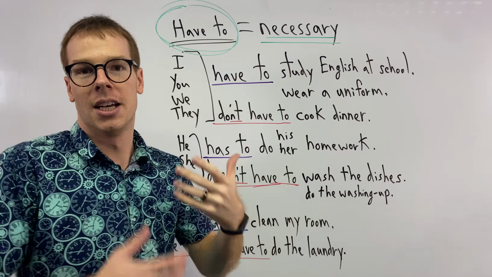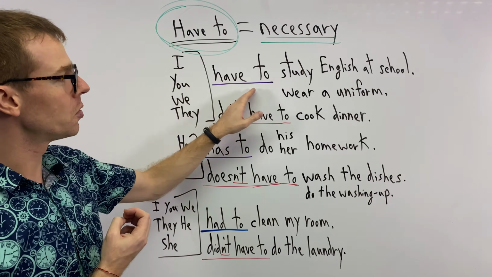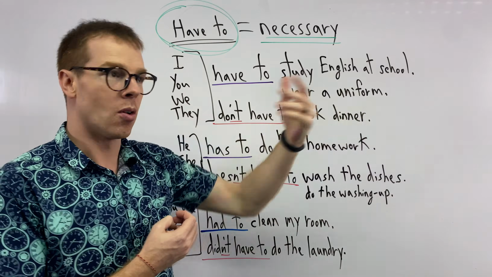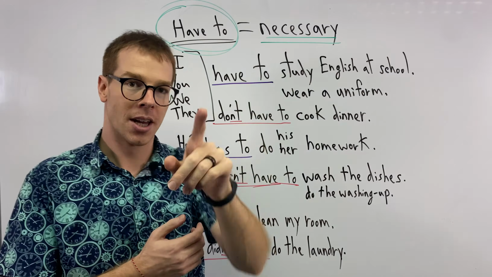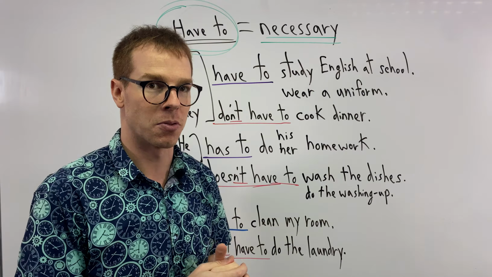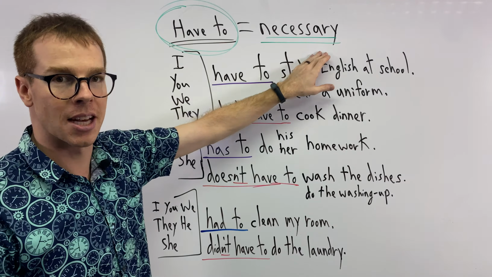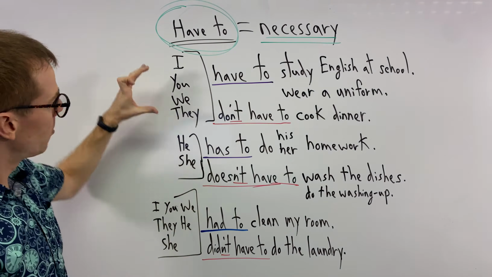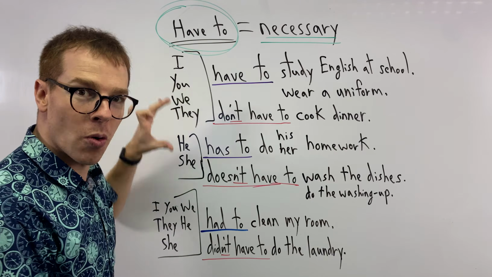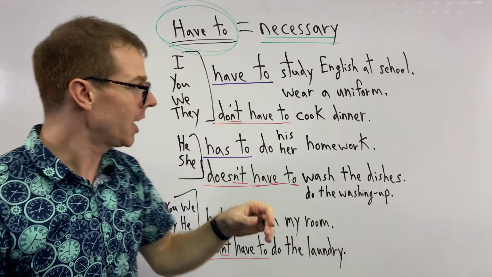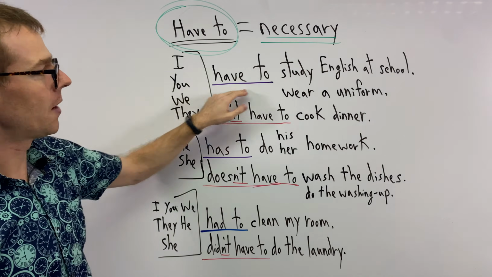Some schools, right? You might say, I have to wear a uniform. We have to wear a uniform. They have to wear a uniform, right? So all of these, using this for something that is necessary. All right, our normal grammar, these four very often go in a group. I, you, we, they, right? So we do I, you, we, they, have to.